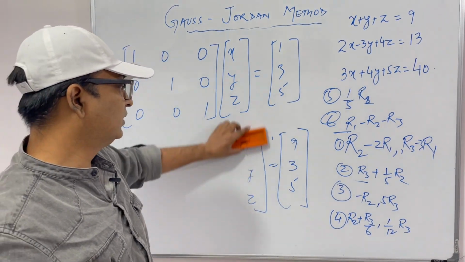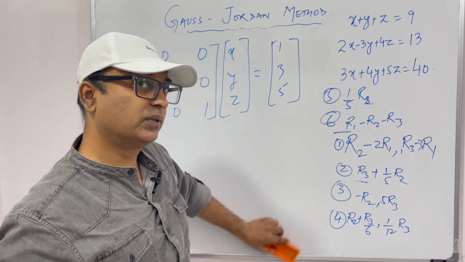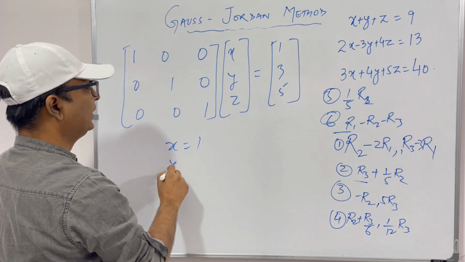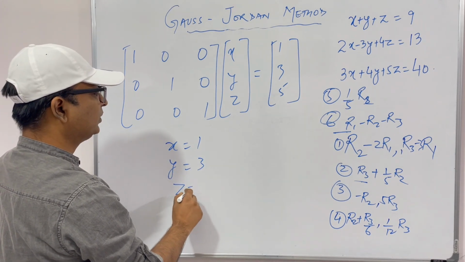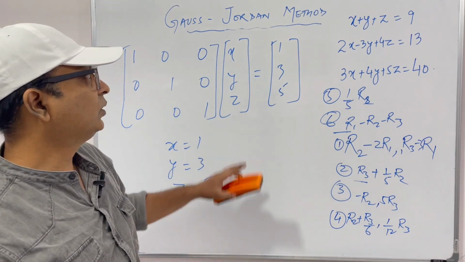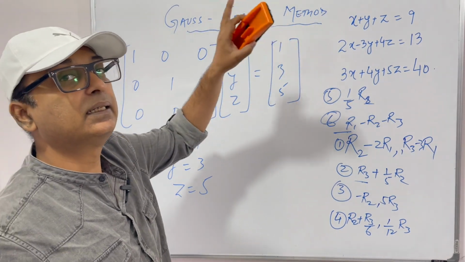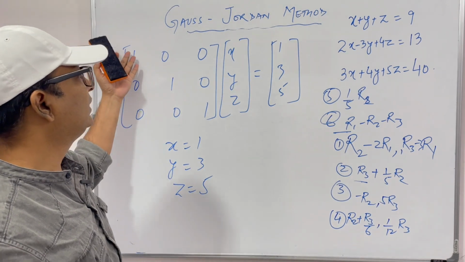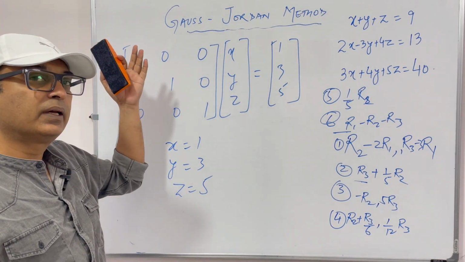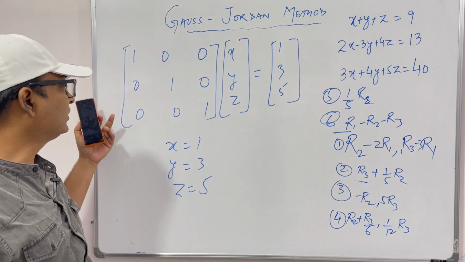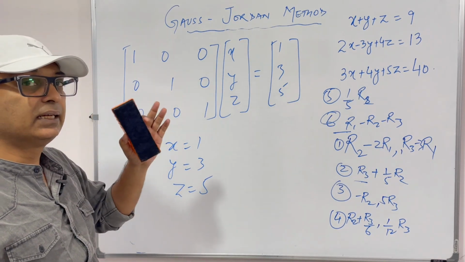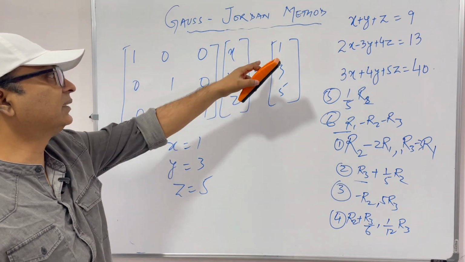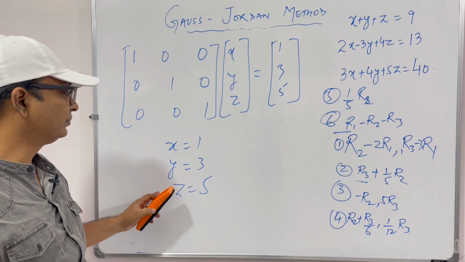So by the Gauss-Jordan method, that is the modification of the Gauss elimination method, we can directly see X is equal to 1, Y is equal to 3, Z is equal to 5. So the Gauss-Jordan method is another direct method of solution of linear simultaneous equations. What we do through elementary row transformation, we transform the first matrix A into a diagonal matrix, and then we have the values of X, Y, Z directly. We can see it directly. Okay.